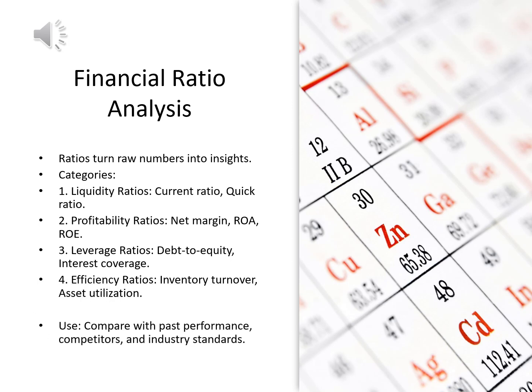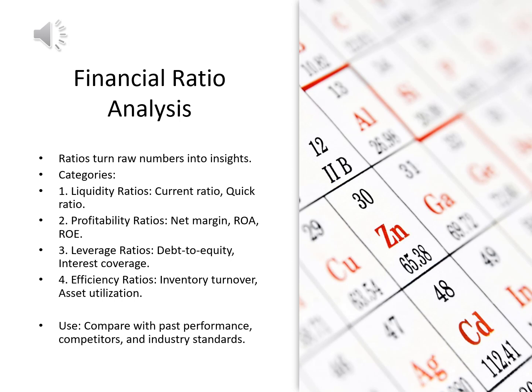Financial ratio analysis turns raw financial numbers into meaningful insights. Ratios fall into four main categories. Liquidity ratios, like the current and quick ratio, show a company's ability to meet short-term obligations. Profitability ratios, such as net margin, ROA, and ROE, measure how well the company generates profits.